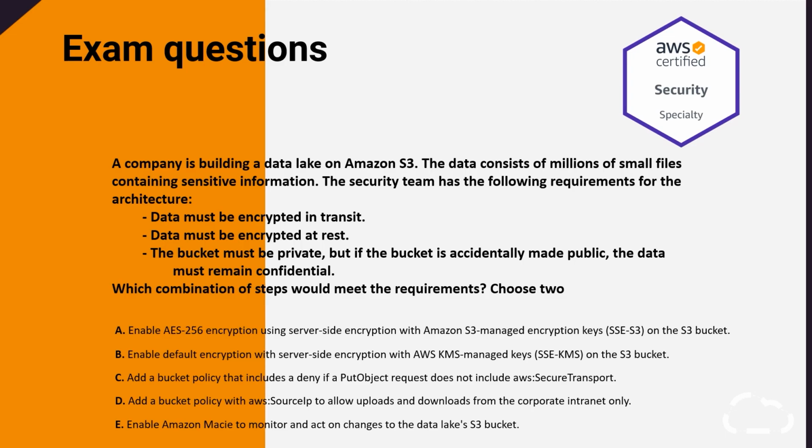A. Enable AES-256 encryption using server-side encryption with Amazon S3 managed encryption keys on the S3 bucket. B. Enable default encryption with server-side encryption with AWS KMS managed keys on the S3 bucket. C. Use a bucket policy that denies put object requests that do not include aws:SecureTransport. D. Add a bucket policy with aws:SourceIp to allow uploads and downloads from the corporate internet only. And E. Enable Amazon Macie to monitor and act on changes to the data lake's S3 bucket.